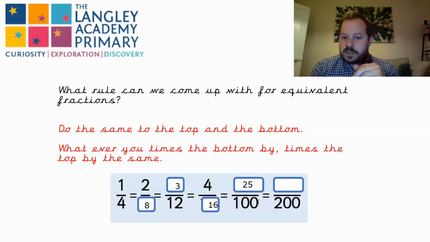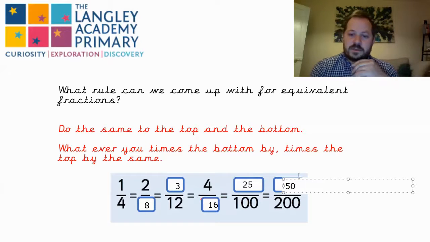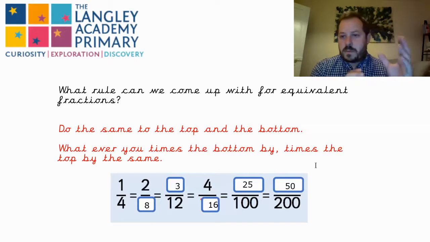Then we can do the easy step, going from 100 to 200 is timesing it by 2, times the 25 by 2, and that is 50. Our rule works nicely, and it gets us to our answer.